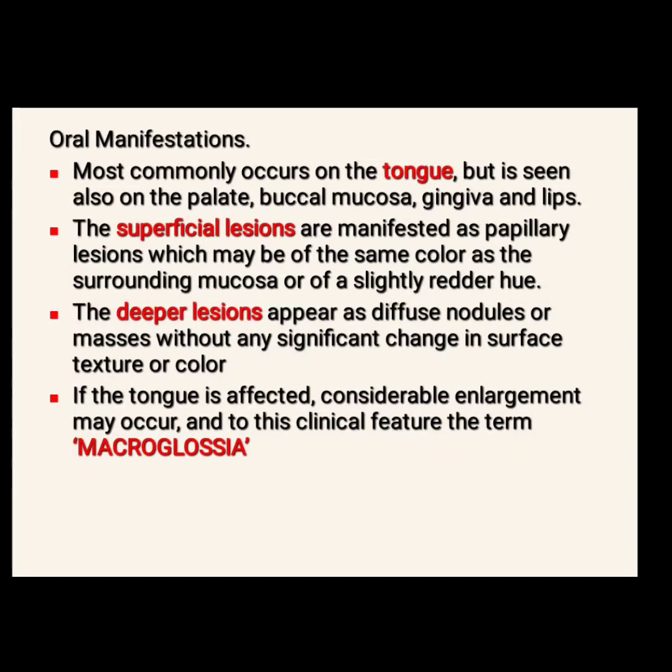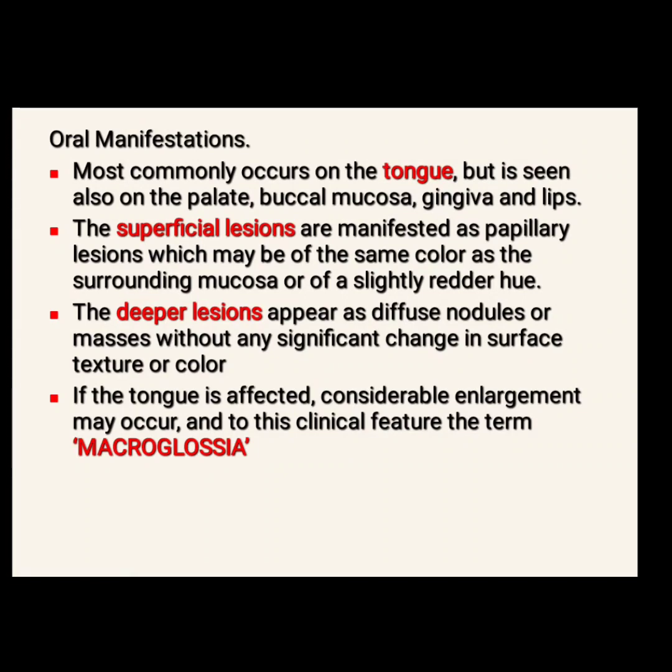So this is where we can differentiate a lymphangioma from a hemangioma. Lymphangiomas appear as papillary lesions having the same color as the surrounding mucosa. But hemangioma, which is a vascular lesion, will appear darker red or bluish red in color. Lymphangioma will have the same color as the surrounding mucosa. The deeper lesions appear as diffuse nodular masses without any significant change in the surface color.